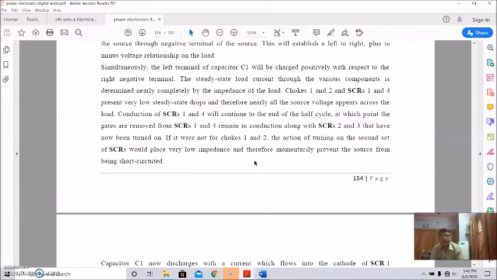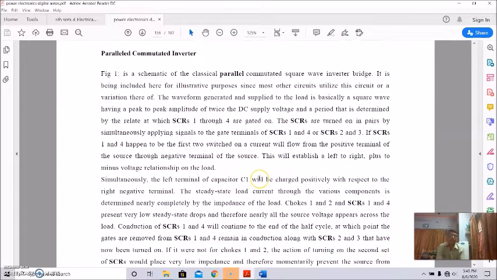What is happening in a classical parallel commutated square wave inverter that is shown here, it is being included here for illustrative purposes, since most other circuits utilize this circuit or a variation thereof. The waveform generated and supplied to the load is basically a square wave having a peak to peak amplitude of twice the DC supply voltage, and a period that is determined by when SCRs 1, 2, 3, 4 get turned on.